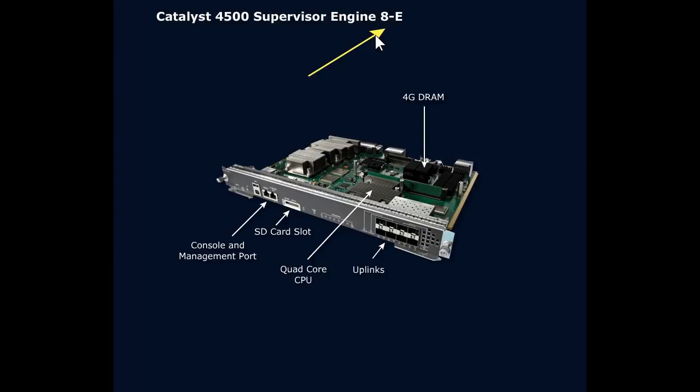Then we could talk about the Catalyst 4500 Supervisor Engine 8E. This is a modular approach, and it has a lot of redundant components in it. You'll notice 4 gigs of DRAM, quad-core CPU, redundant power supplies, high-speed uplinks. It's got its SD card slot for integration there.